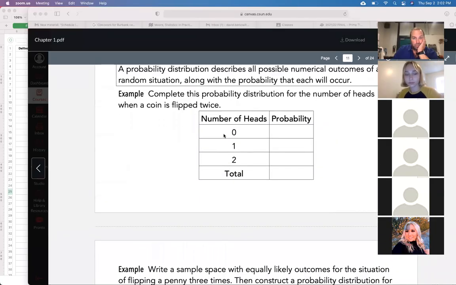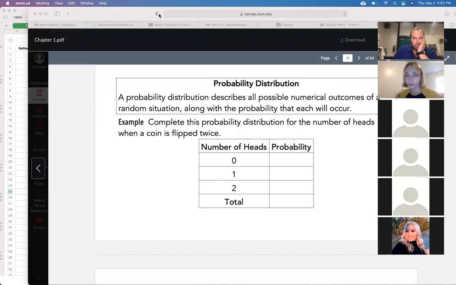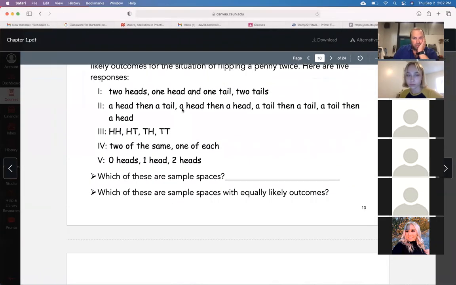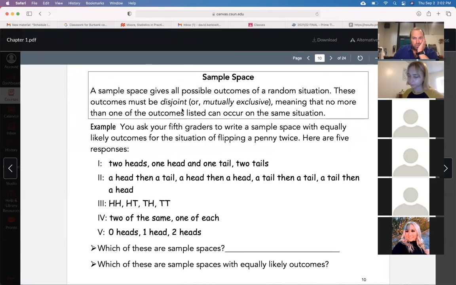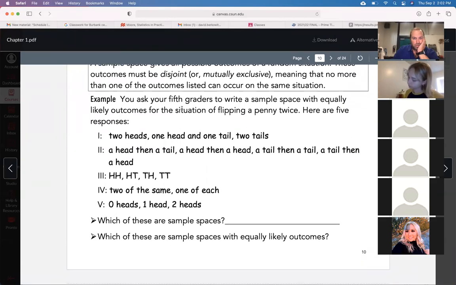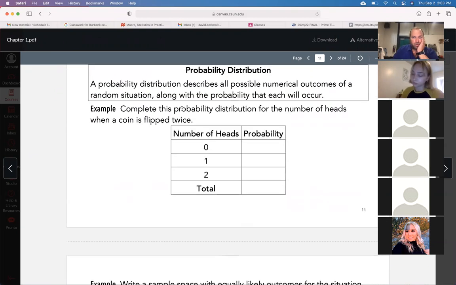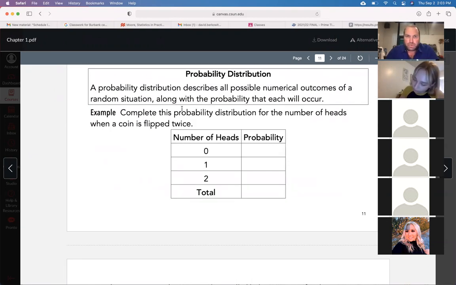We did sample space. I don't think we did this, did we? I think the last thing we did was sample space, right? Did we even finish this problem? Yeah, we finished that. We're on page 11, the probability distribution. Okay, wonderful. All right, probability distribution.